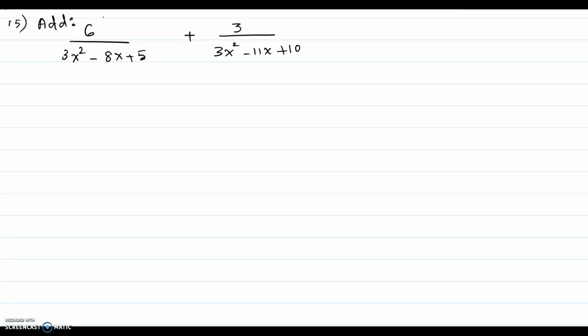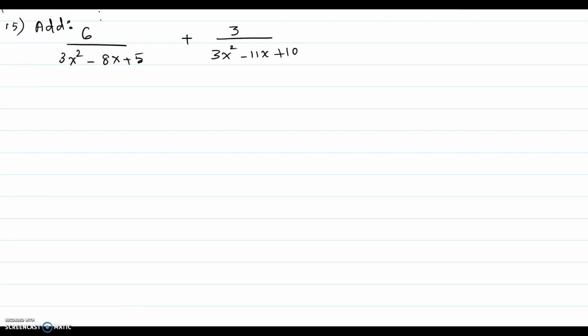Hi, in this video, I will be showing you problem number 15 from practice exam 2 on chapters 4 and 5. Add 6 over 3x squared minus 8x plus 5, plus 3 over 3x squared minus 11x plus 10. Now we will factor each one of the two denominators and then we will take the common denominator.